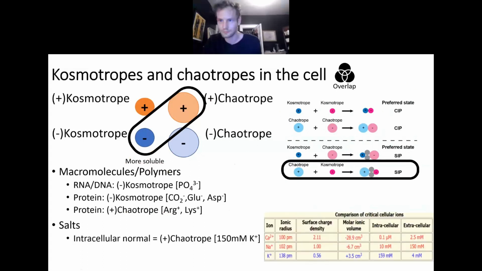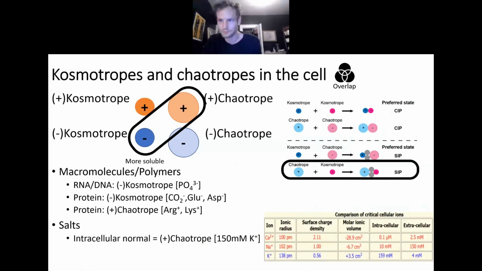And then what about the salts in the cell? So intracellular normal salt is potassium, which is a positively charged chaotrope, at about 150 millimolar. And again, it satisfies this where it's a positive chaotrope, so it allows all the molecules to move nicely with each other.